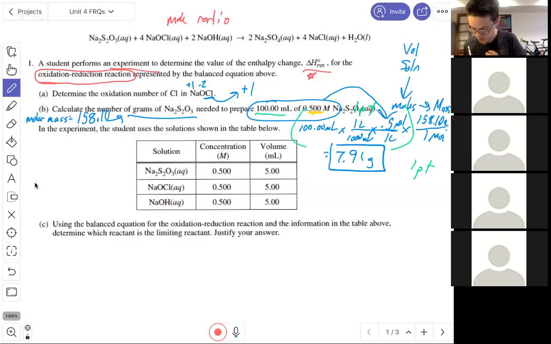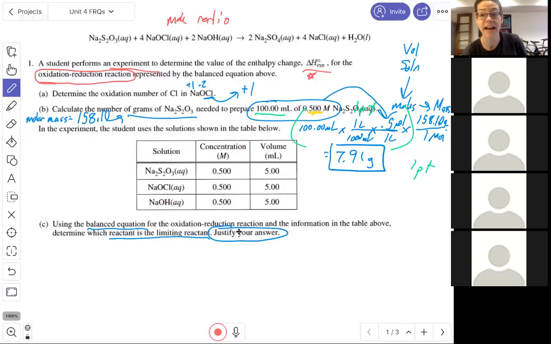So I've got 3 different solutions with the concentration and a volume. And it says using the balanced equation for the reaction above and the information, determine what reactant is the limiting reactant and justify your answer. So are they specifically asking for a calculated value? No, they are not. They are not asking how many moles of something. They're not asking for a theoretical yield. They're just asking which of those 3 substances is the limiting reactant.